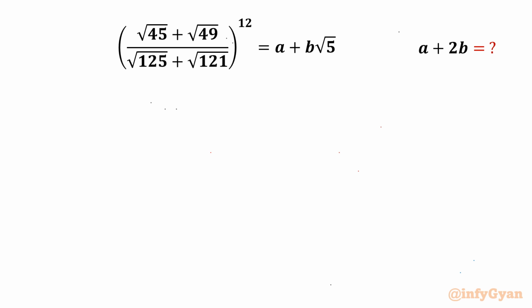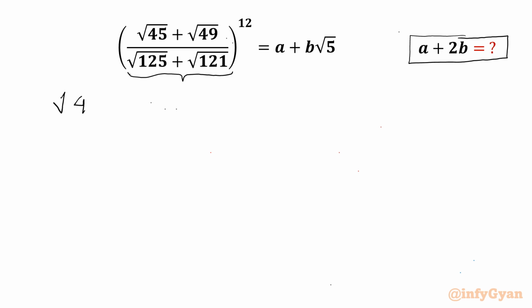In this video, we are going to solve one very interesting question from radical mathematics. Here we are going to evaluate a plus 2b, if (square root 45 plus square root 49) over (square root 125 plus square root 121), raised to the power 12, is a plus b square root 5. So let's get started with our given base. I will simplify this base first.